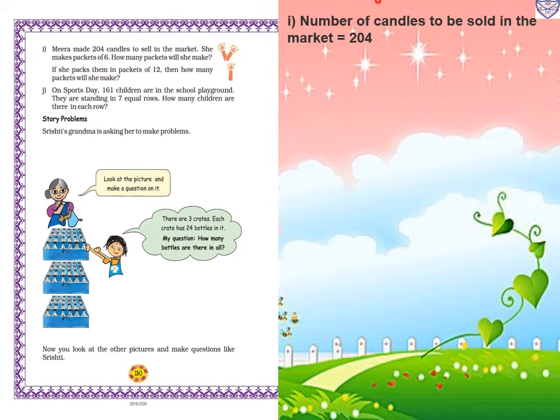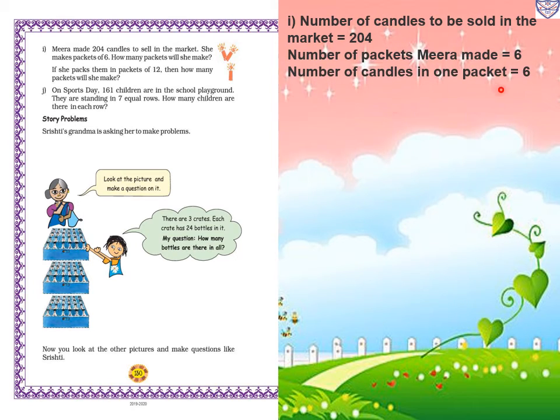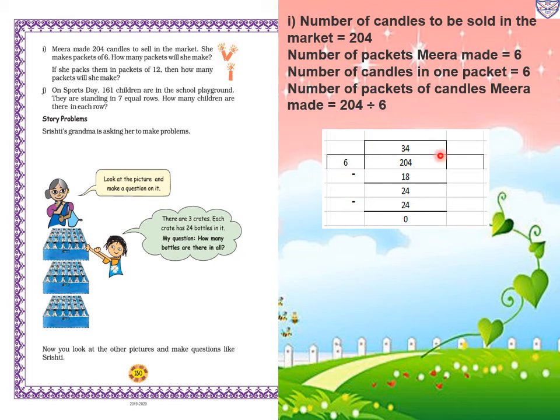So number of candles to be sold in the market equal to 204, and number of candles in one packet equal to 6. So number of packets of candles Mira made, 204 divided by 6. So first we will take 2 digits, 20. In 6 table 20 will not come. So we will take 6 threes are 18. So 20 minus 18, that is 2, and this 4 we will carry down, so it will become 24. In 6 table when 24 will come, 6 fours are 24. So 24 minus 24, it will become 0. So how many packets will be required? Mira will make 34 packets of candles.